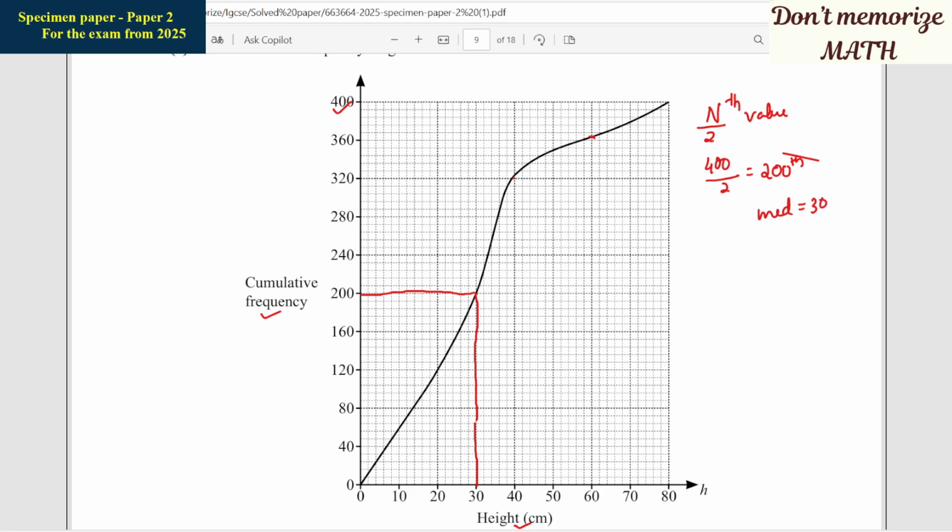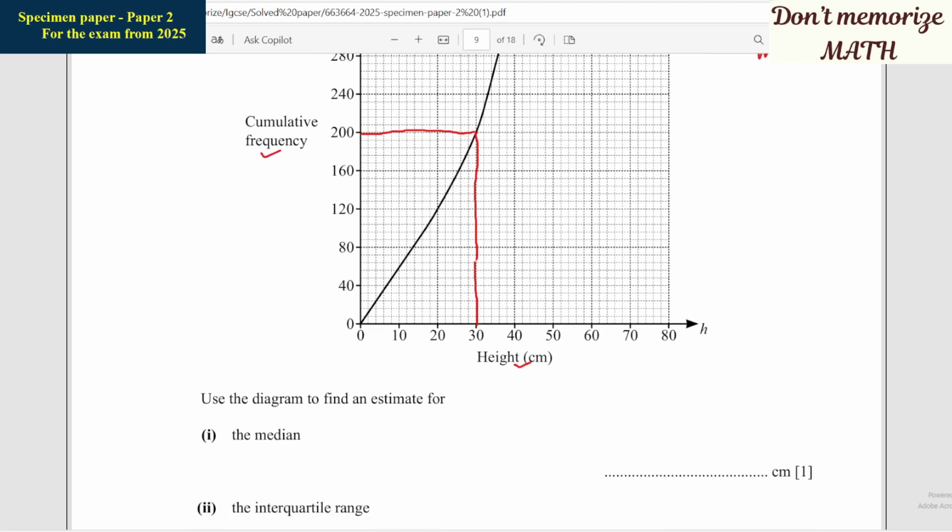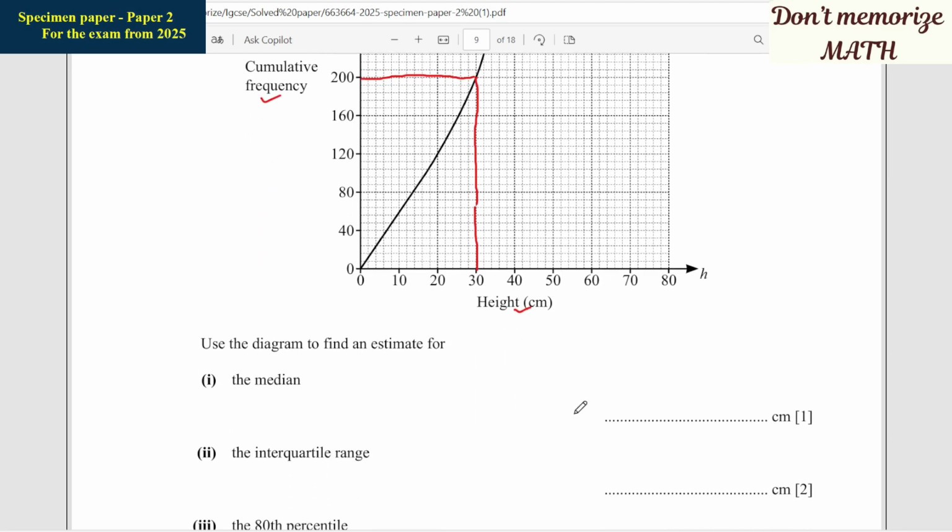All the steps you can write in the space provided. Since the first question is only 1 mark, there is no need to write the steps. You can just write the answer, that is 30 centimeters. The second question is the interquartile range. To find the interquartile range, we have upper quartile minus lower quartile.